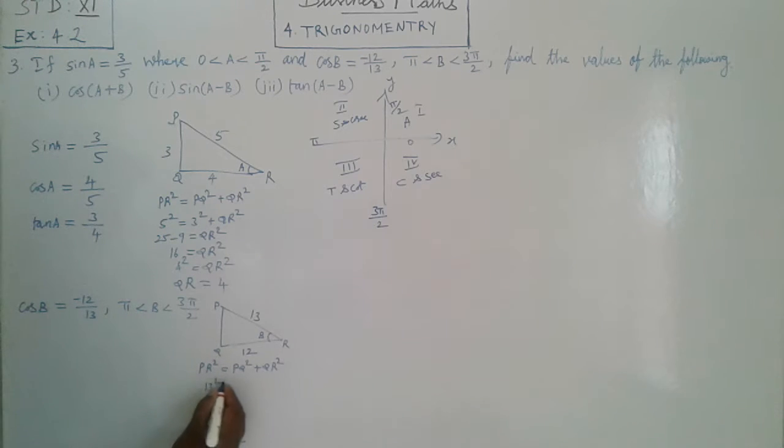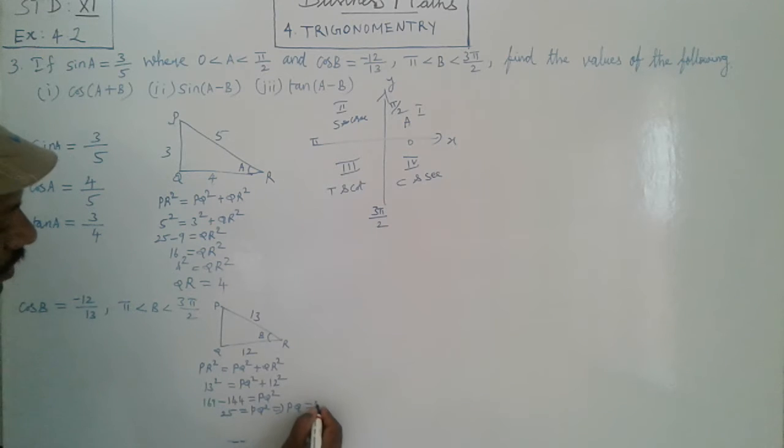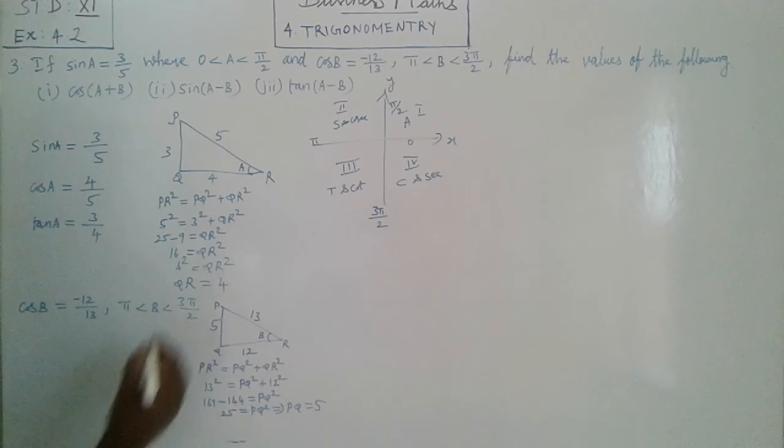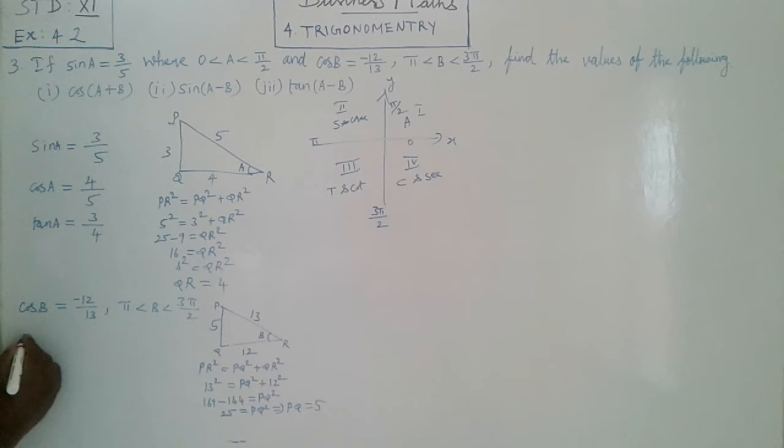So substitute here: 13 square equals PQ square plus 12 square. 13 square is 169 minus 12 square is 144, take left. So we subtract, then we get 169 minus 144 is 25 equal to PQ square. That implies PQ equals, taking the square root on both sides, 5. So PQ is 5.